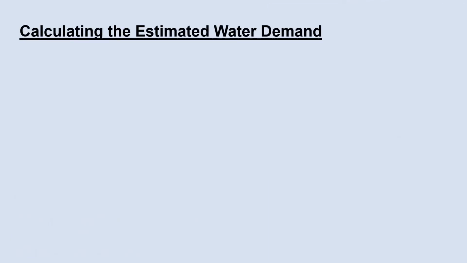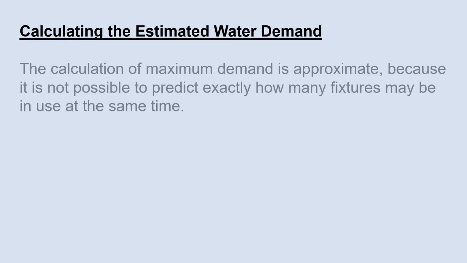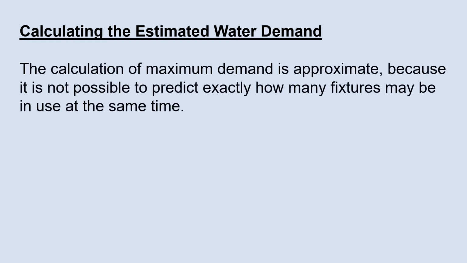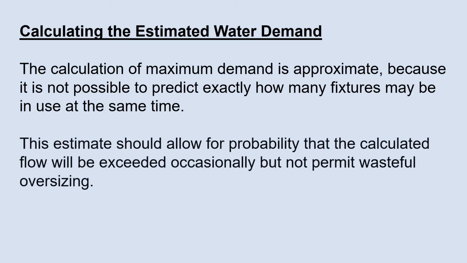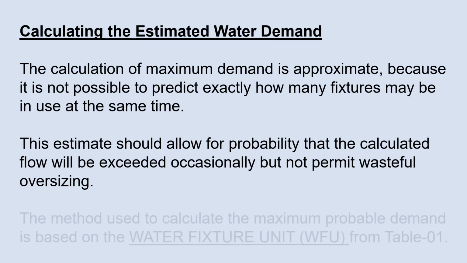Calculating the estimated water demand. The calculation of maximum demand is approximate because it is not possible to predict exactly how many fixtures may be in use at the same time. This estimate should allow for the probability that the calculated flow will be exceeded occasionally but not permit wasteful oversizing.